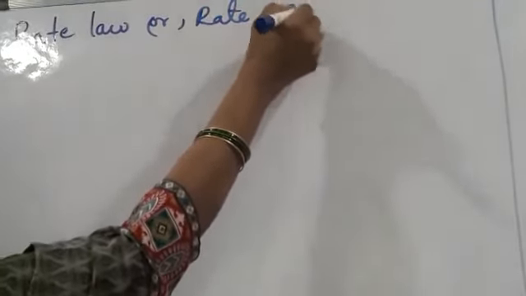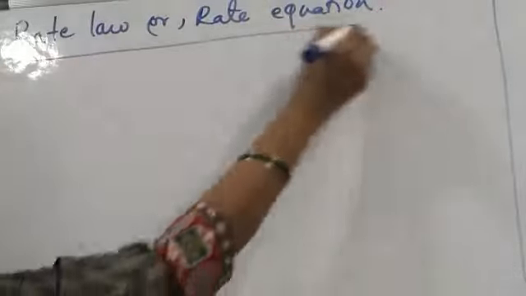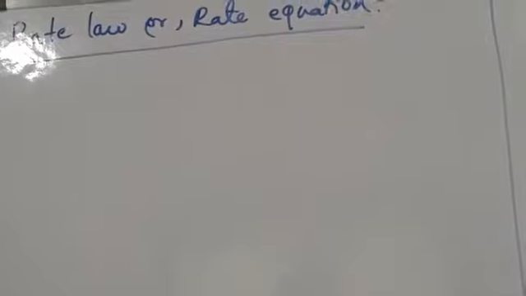Rate equation. Rate law or rate equation. We can write the rate equation according to stoichiometric equations. Stoichiometric equations are used in writing the rate equation or rate law. Only elementary reactions can be written according to the rate equation, and it is not possible for complex reactions. So the rate equation is only for elementary reactions.